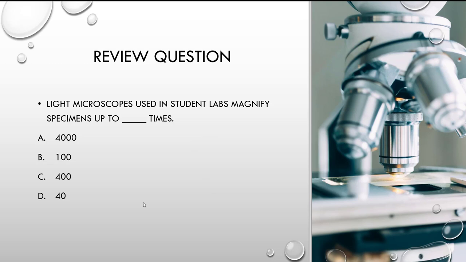All right, so here's a review question for you. Light microscopes used in student labs magnify specimens up to: A, 4,000 times, B, 100 times, C, 400 times, or D, 40 times? If you chose 400 times, I would agree with you. We usually have that 400 times magnification. Occasionally you'll see ones that can go up to 1,000 times, but that requires oil, so not always available. So C is the correct answer.